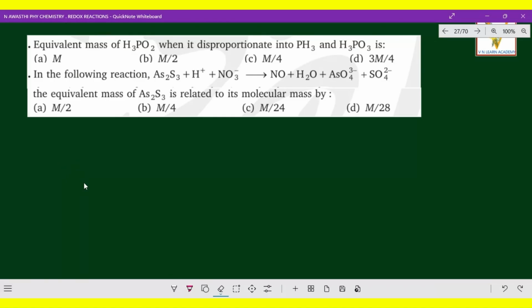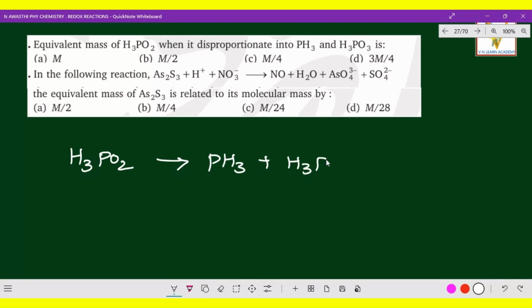So H3PO2 gives PH3 plus H3PO3. Balancing this equation, if we put 3 over here, here 2. Okay, now balancing that equation.